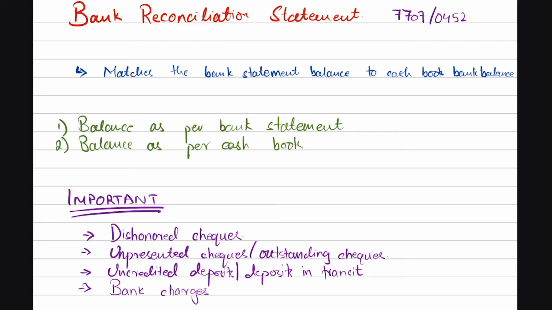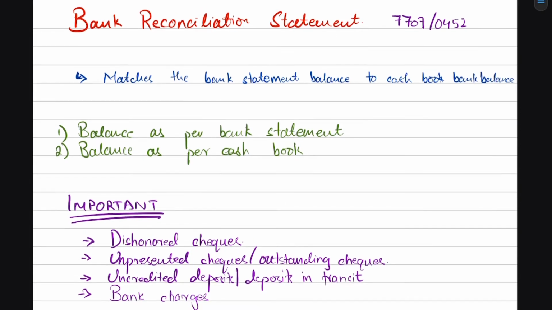Okay, so now when it starts with the balance as per cash book, it means we're going to match the firm's cash book bank balance to the bank statement's balance. Now, I know I say "now" a lot, but that's my trademark.